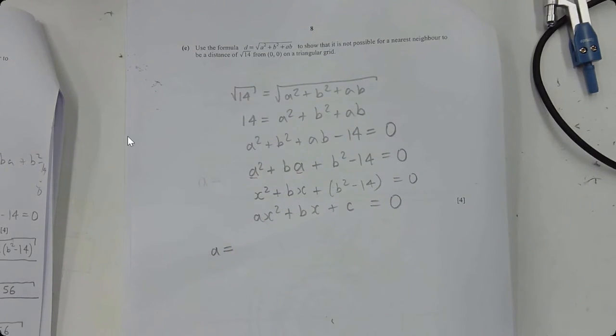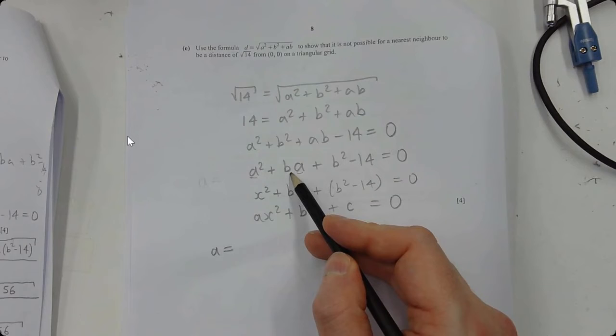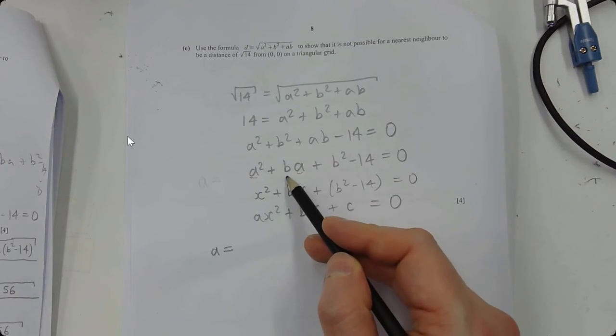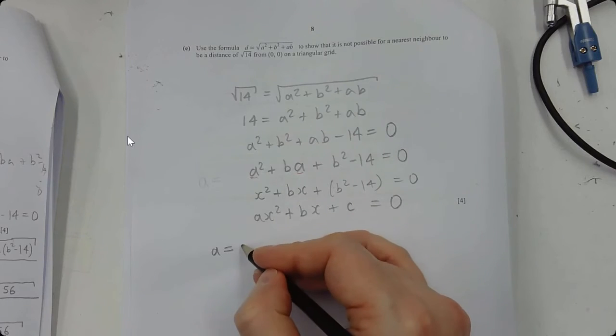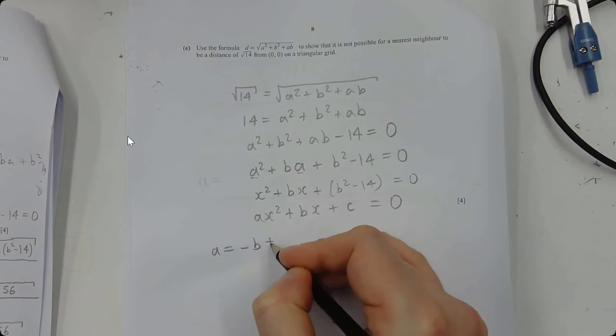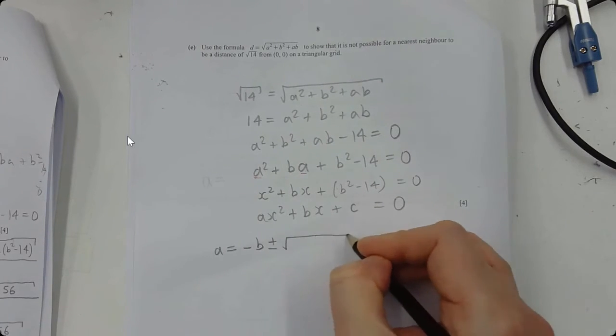So I'm going to use the quadratic formula here. So a equals, where it'd be minus b. Luckily, to make it easier, b is actually b in this case. So the coefficient of a, which normally is the coefficient of x, is b. So it's minus b plus or minus the square root of, well, it's b squared.